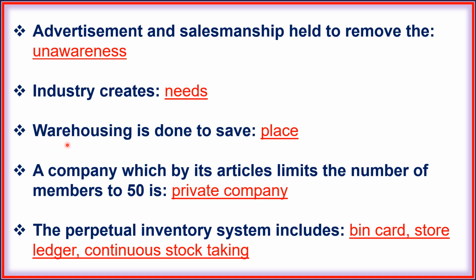Next, warehousing is done to save place. Next, a company which by its article limits the number of members to 50 is private company. Next, the perpetual inventory system includes bin card, store ledger, and continuous stock taking.